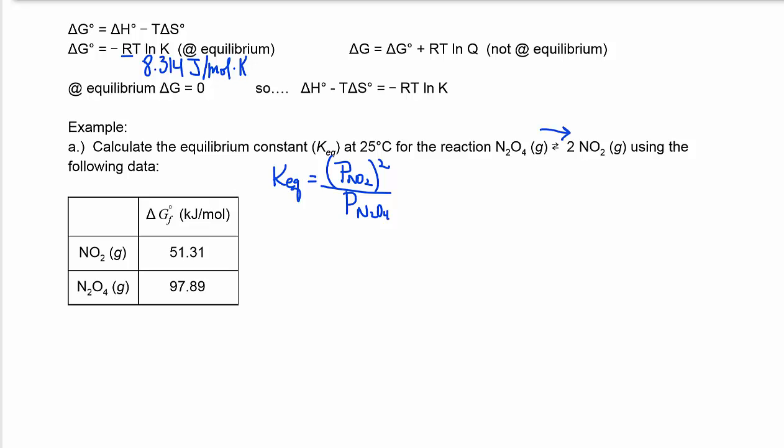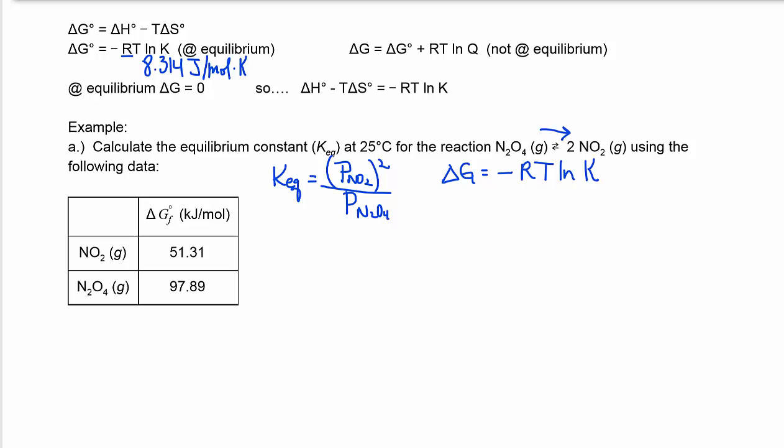All right, we're given delta G of formation values right here, and we're asked to calculate K. So if we look on our reference sheets, if you can't remember how to do this during the AP exam or on the quiz, you're looking on your reference sheet for formulas that have K in them and formulas that have delta G. All right, we're going to use this formula right here that has delta G equal to a negative R times T times the natural log of K.